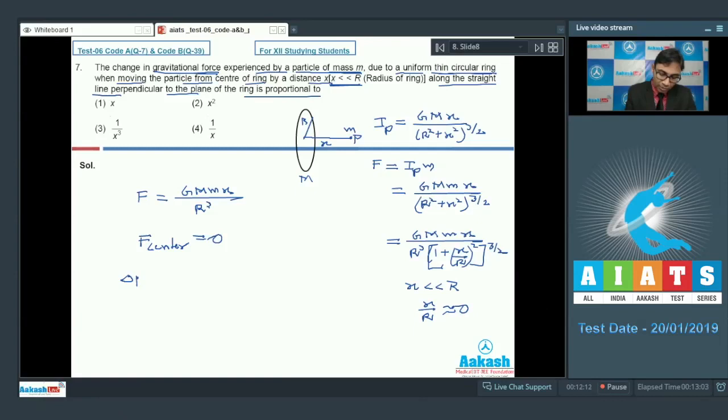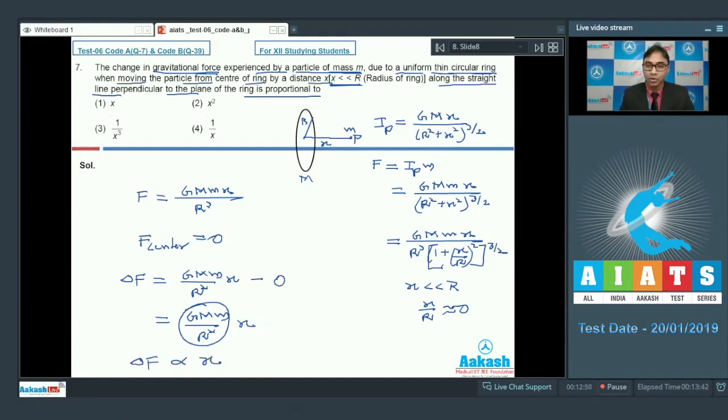So the change in the magnitude of the force will be simply G M m by R square into x minus 0. So that will be equal to G M m by R square into x. And since this whole quantity is a constant, we can say that our change in force will be directly proportional to x. So my option number 1 will be the correct choice.